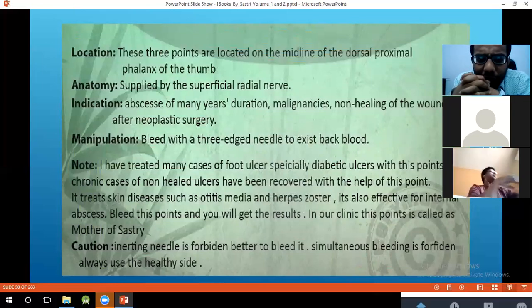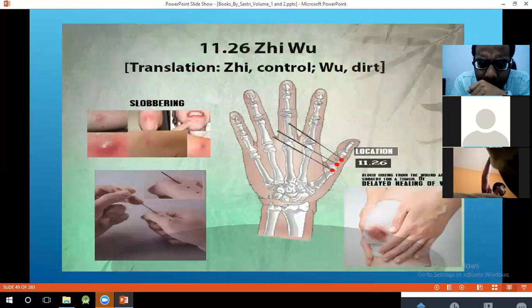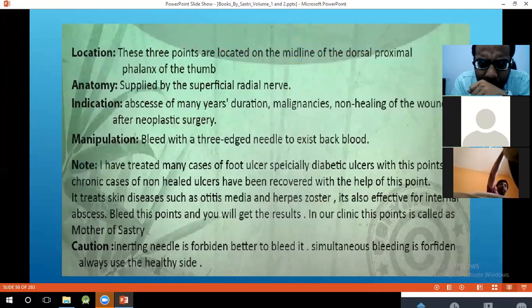We treated my own mother's case when she had diabetic foot, and it was very difficult for her to recover. We continuously needled with other points, and we got very good results with this one. Inserting needles on both sides is forbidden, even in cases of herpes zoster. This gives very good results. Today I have a patient in our hospital who has herpes zoster, and I will tell you how 11.26 helps in herpes zoster.